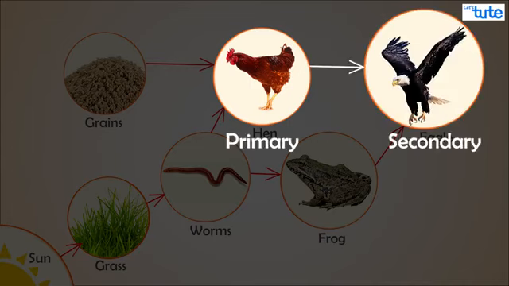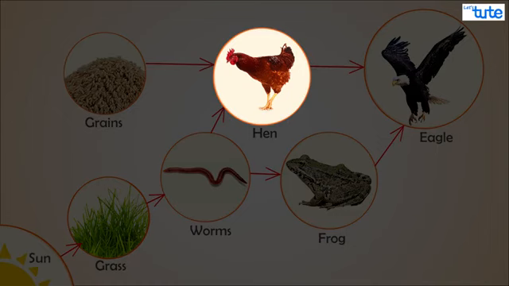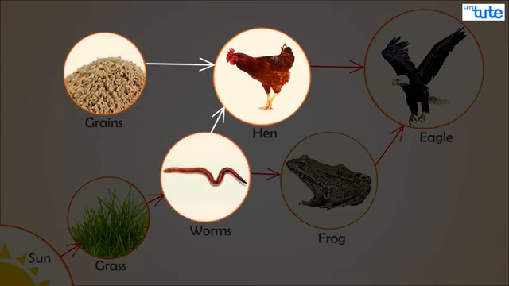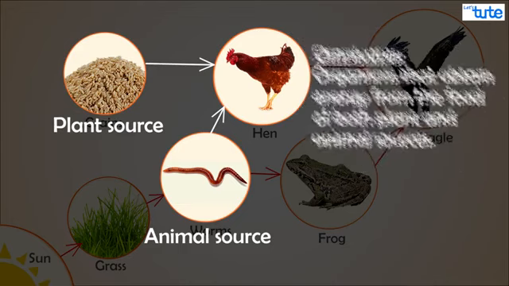But if you see the food chain with hen and eagle, it is the shortest, with only primary and secondary consumers. In this food web, if you consider the hen, it feeds on both grain and worm. That is, it obtains energy from the food of both plant and animal source, and hence is an omnivore.